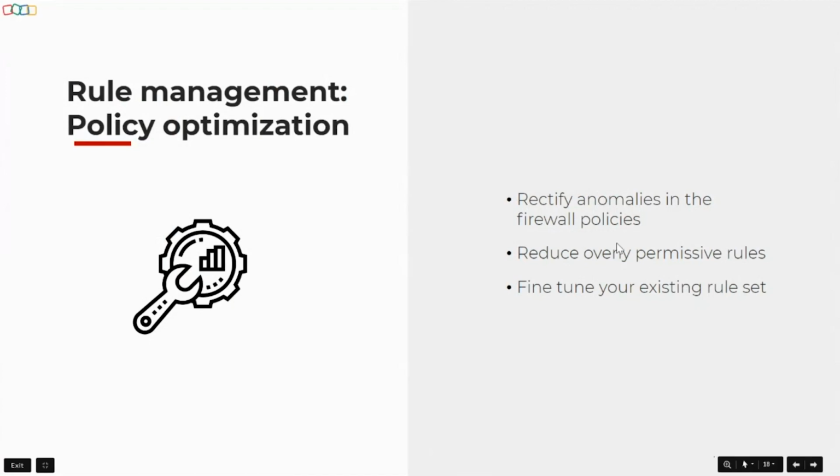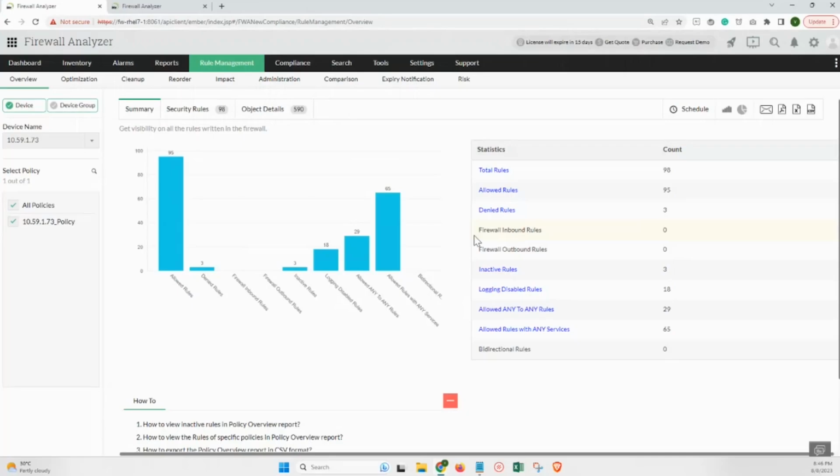With Firewall Analyzer, you can rectify the anomalies in the firewall policies, reduce overly permissive rules, and also fine-tune your existing rules. So let us quickly jump to the policy optimization report, which is the second feature of rule management, and take a look at it from the product UI. So switching over to the UI, and for this demonstration, I'm going to use my FortiGate device.